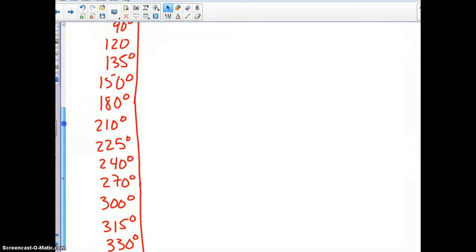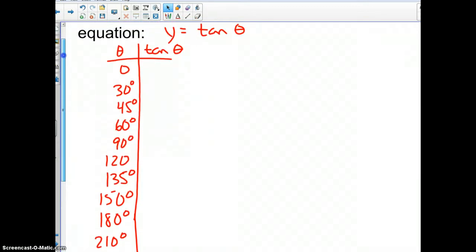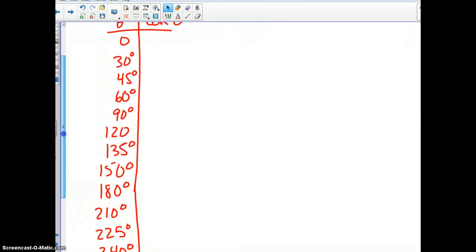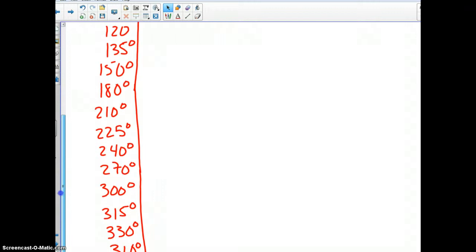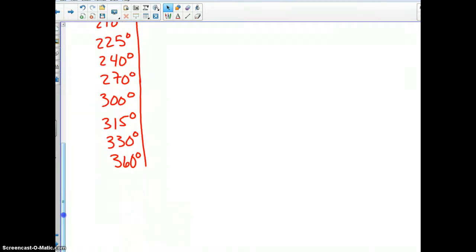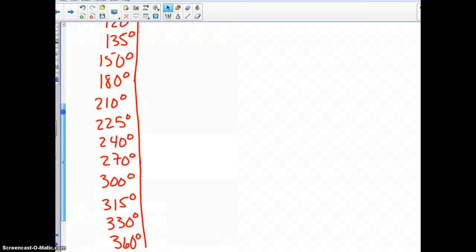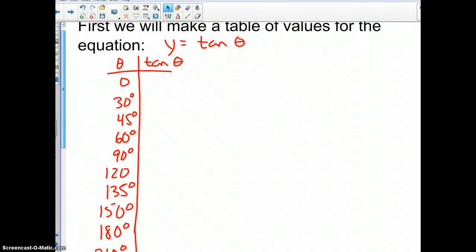Going back up to the top here, if you want to pause the video, you can. We're starting at 0, 30, 45, 60, going all the way down to 360. Again, feel free to pause the video as you need to copy these things. So now that you have the table made, we'll start at 0 degrees.